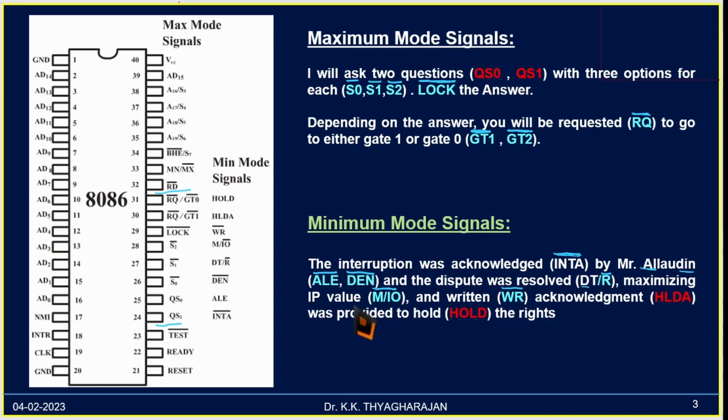Maximizing IP value. So M is here, so this is M, IP, I is there. So you remember that M bar IO. Actually, this M is for memory, this is for IO port. And written, write signal. Acknowledgement. Actually, this acknowledgement is provided as hold acknowledgement. The next signal is hold, to hold the rights. So read this sentence, try to remember the situation and sentence. From that, you will be able to write the names of all these pins.